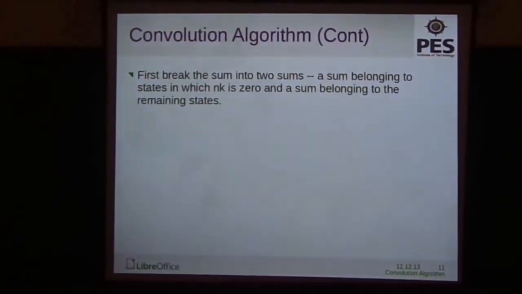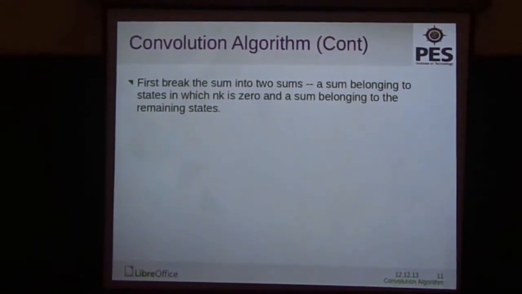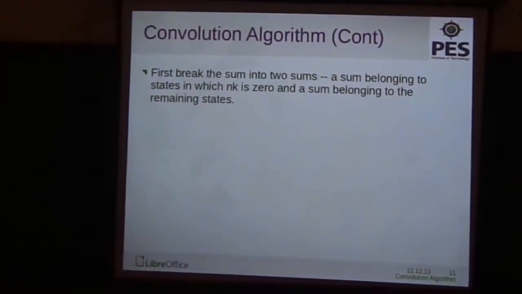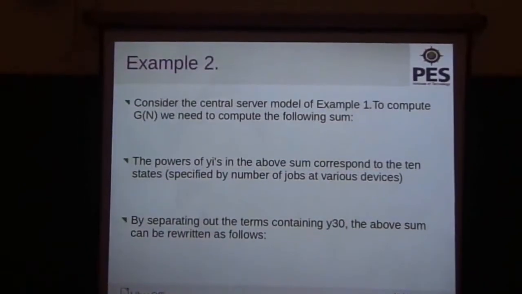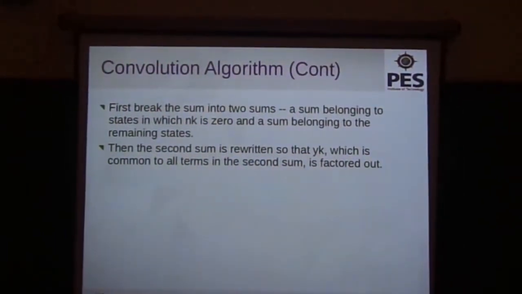The first equation simply breaks the sum into two sums, a sum belonging to states in which nk is 0 and a sum belonging to the remaining states. In the second equation, the second sum is rewritten so that yk, which is common to all terms in the second sum, is factored out.